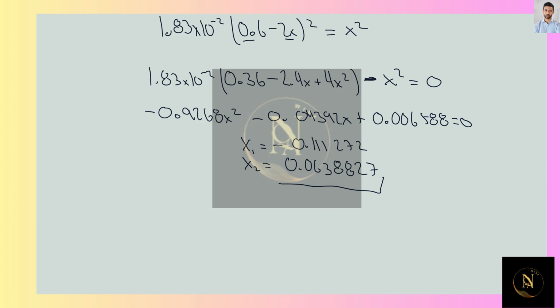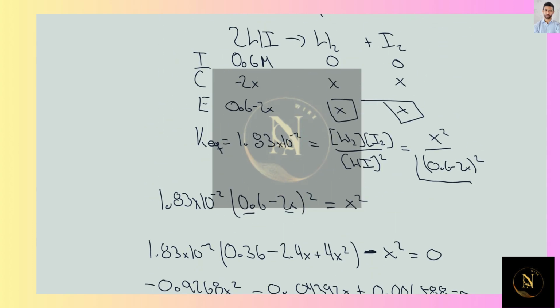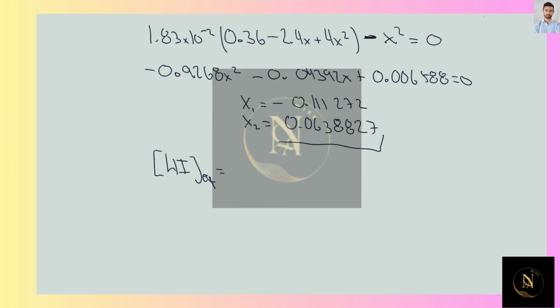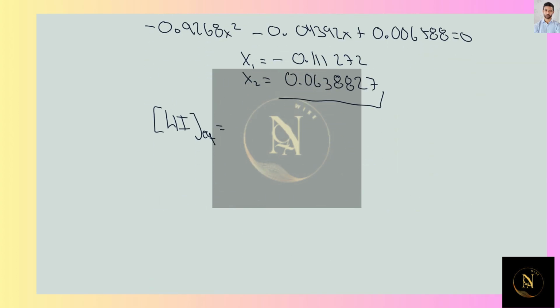Now, we want to know what is the concentration at equilibrium of HI. So remember that that was equal to 0.6 minus 2x. And the value for x that we're going to use is this value for x2, right? So 0.6 minus 2x gives us 0.4722346.